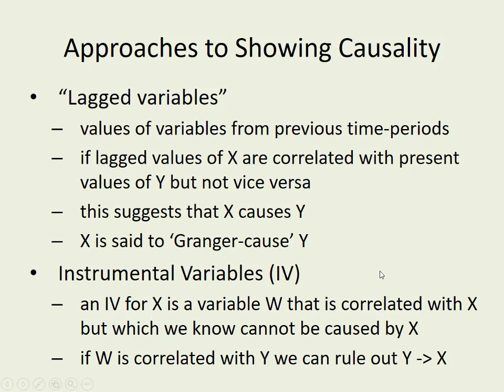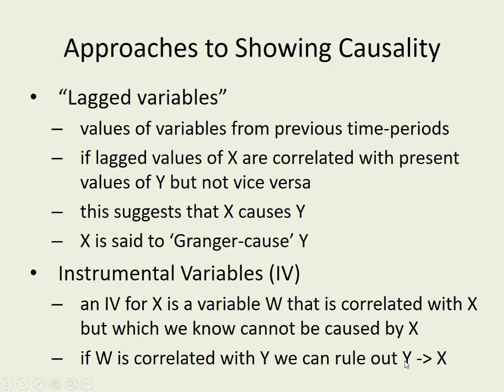So the idea of an instrumental variable there is you think of another variable, W, that's correlated with the X variable, but you know it can't be caused by X. And you must use logical, real-world reasoning to say, okay, these things can be correlated, but X can't cause W. Then, logically, if W is correlated with Y, you can rule out Y causing X.